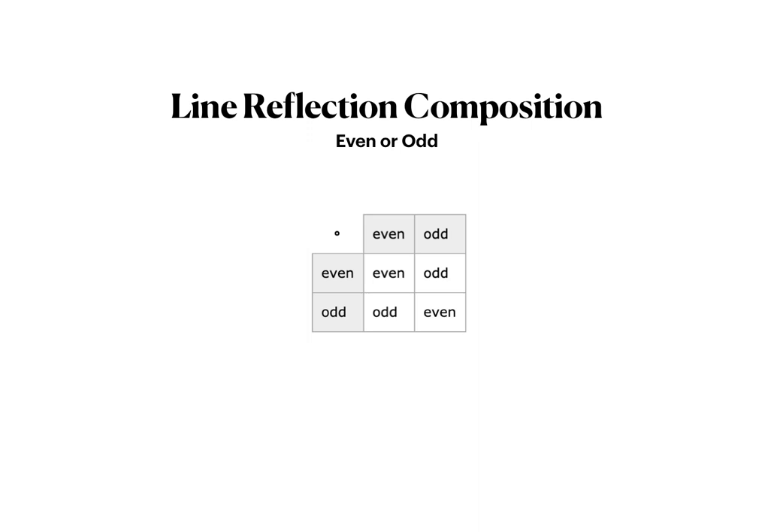I can compose isometries together. If I compose two even isometries, I get an even isometry. If I compose an even with an odd, I get an odd. Both orders, odd with even, odd. If I compose two odd isometries together, I get an even isometry.